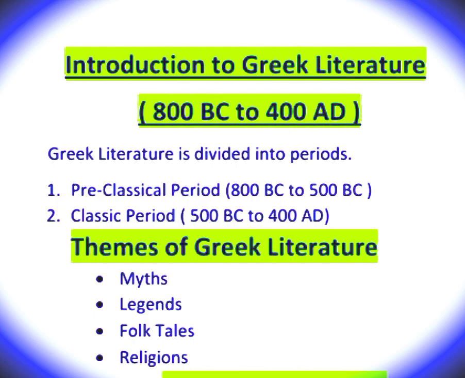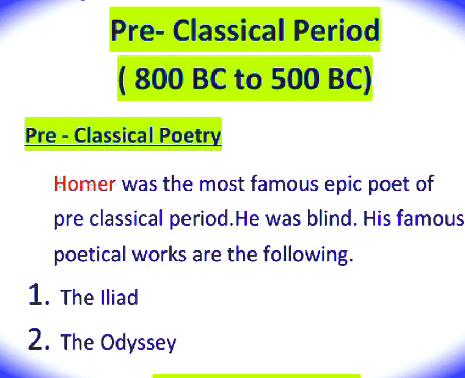Greek literature basically started from 800 BC to 400 AD, and it is divided into two periods. The first period is called the pre-classical period, from 800 BC to 500 BC, and the second period is called the classical period, from 500 BC to 400 AD. The important themes of Greek literature: myths, legends, folk tales, and religions. These are the most important themes of Greek literature.